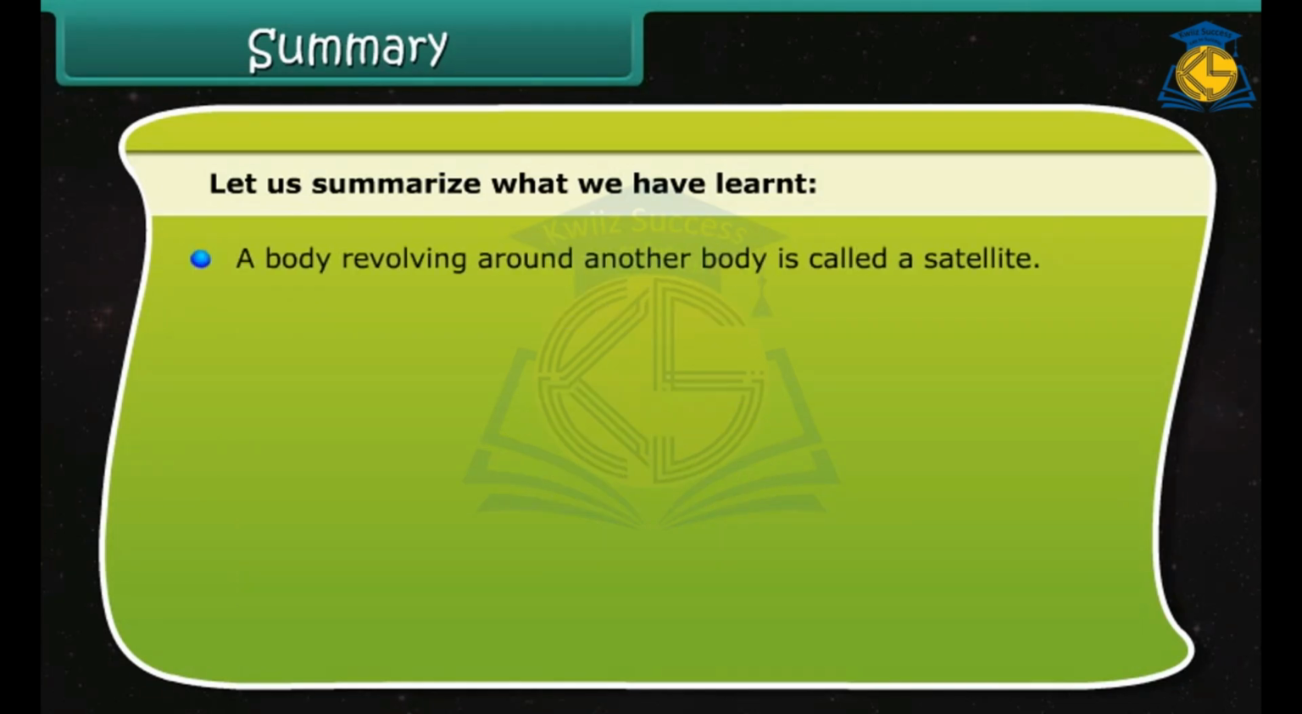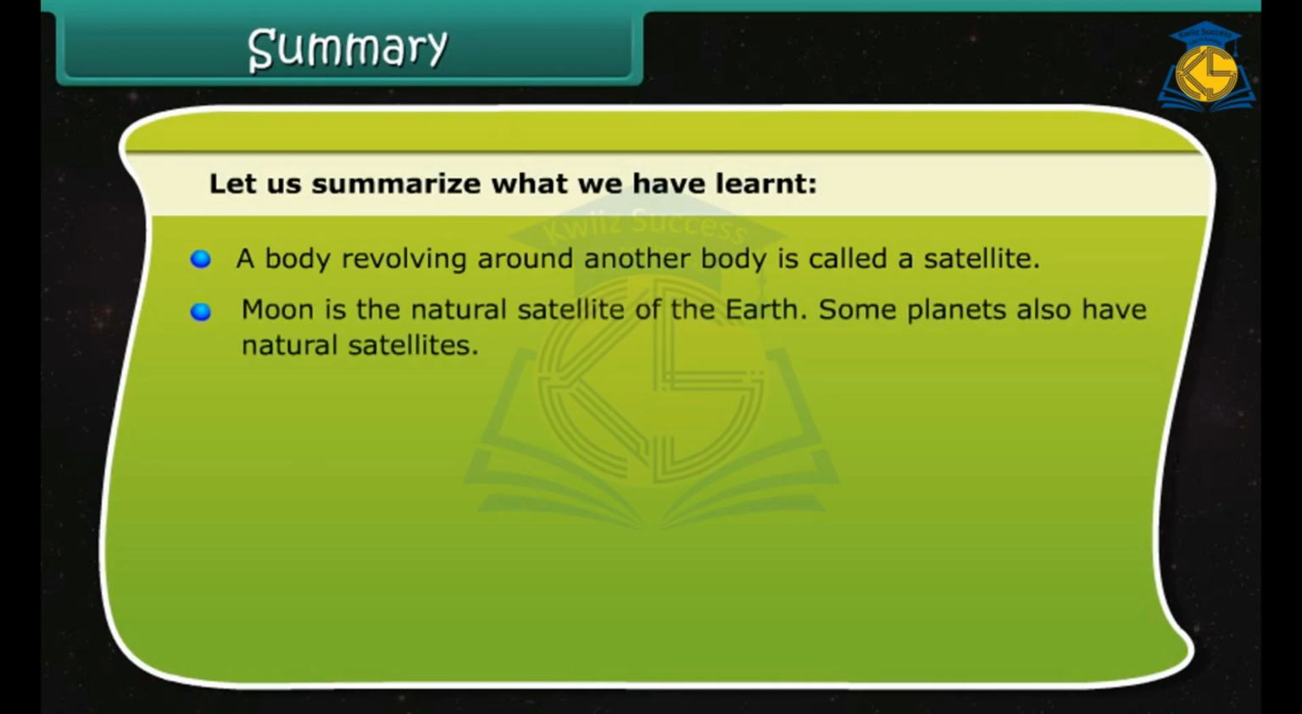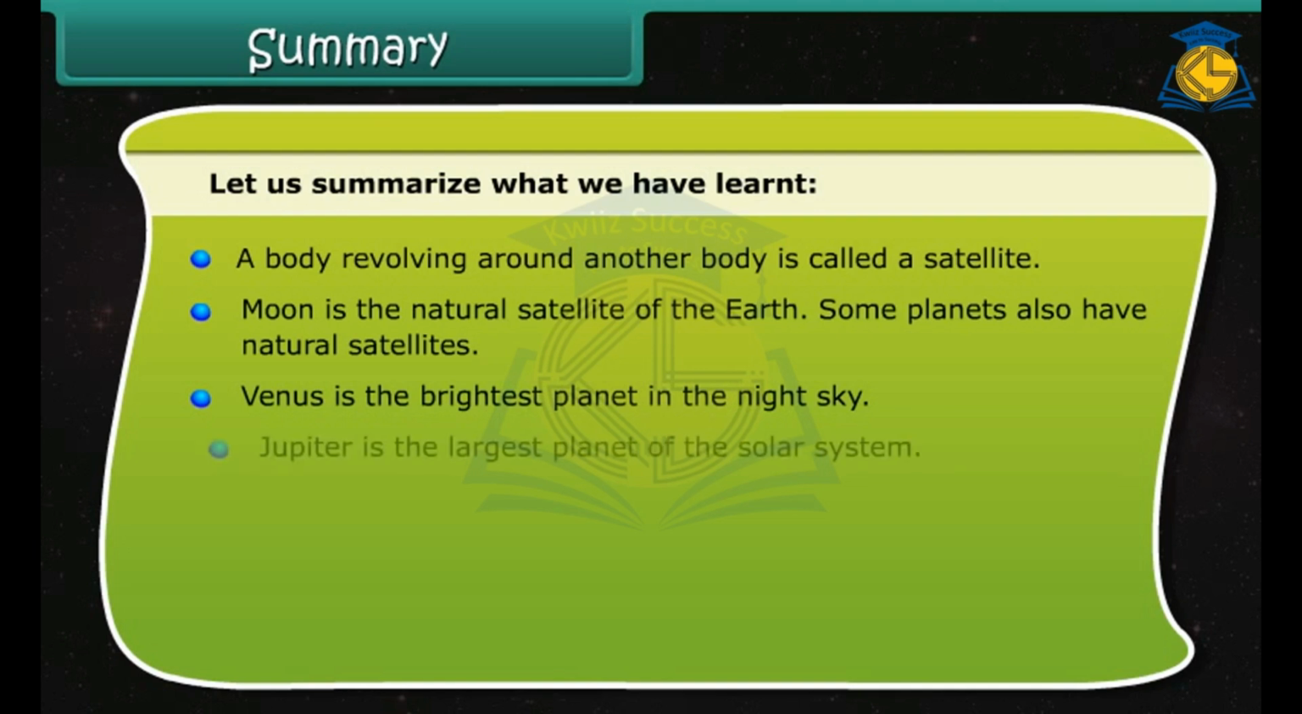A body revolving around another body is called a satellite. Moon is the natural satellite of the earth. Some planets also have natural satellites. Venus is the brightest planet in the night sky. Jupiter is the largest planet of the solar system.